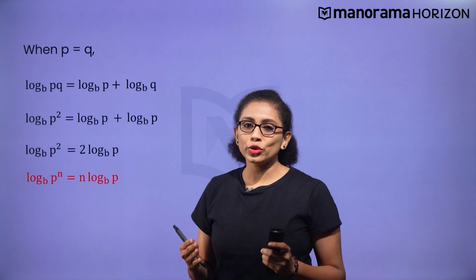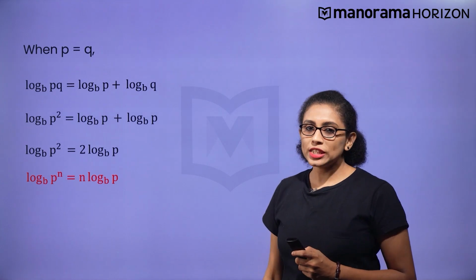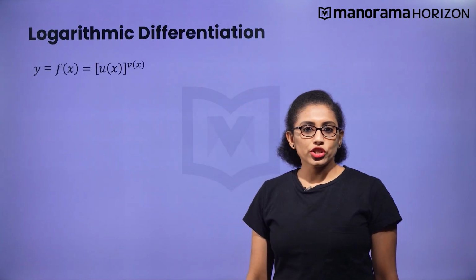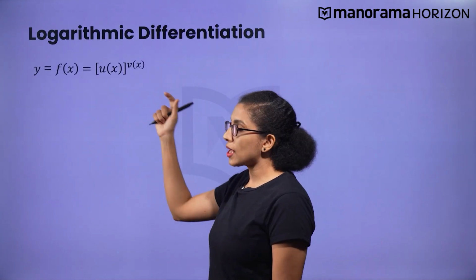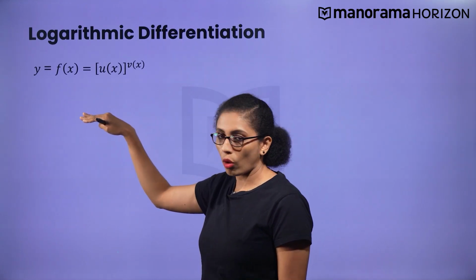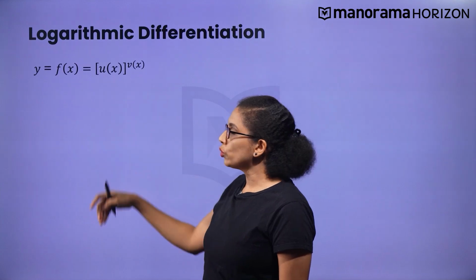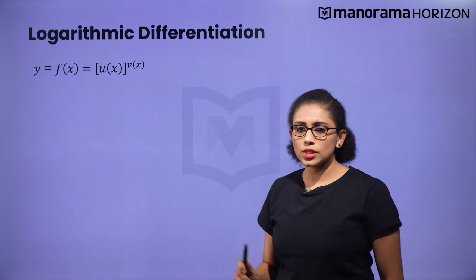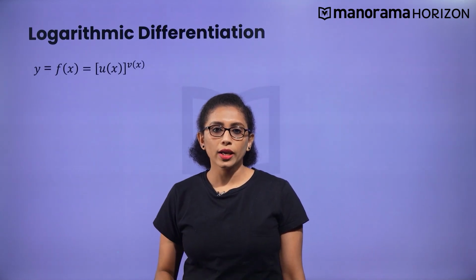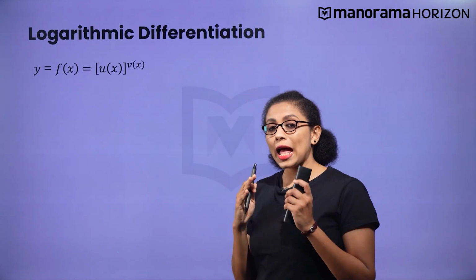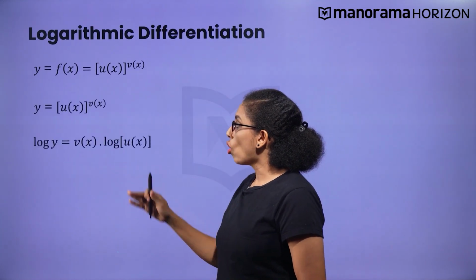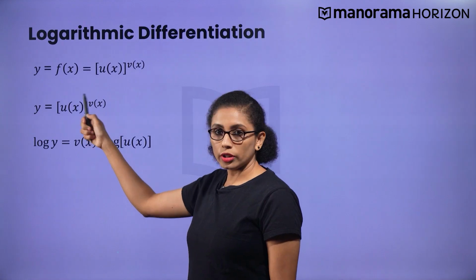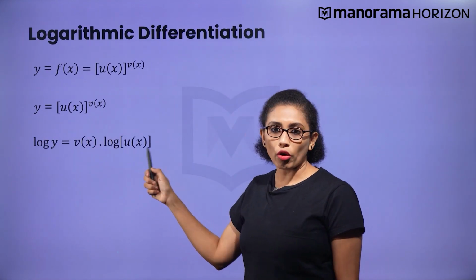Next, we will discuss how to do the differentiation of logarithmic functions, which is otherwise called logarithmic differentiation. Logarithmic differentiation can be used for a special class of functions which are expressed in the form y is equal to f of x is equal to u of x raised to v of x. Now, how to perform this logarithmic differentiation? Any idea? The first step, we have to apply the log on both sides. So, on applying, we get log y is equal to the power, it will come down. So, v of x into log u of x.